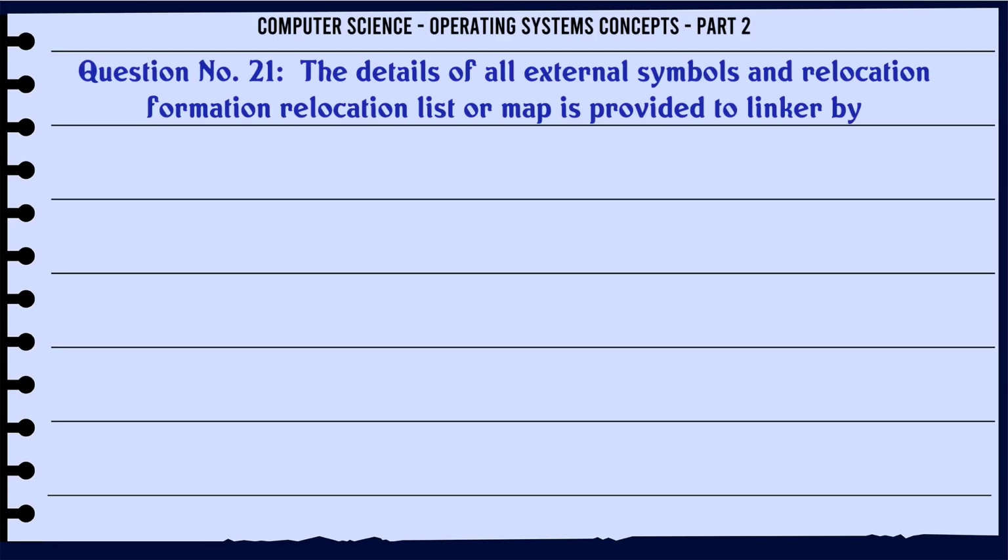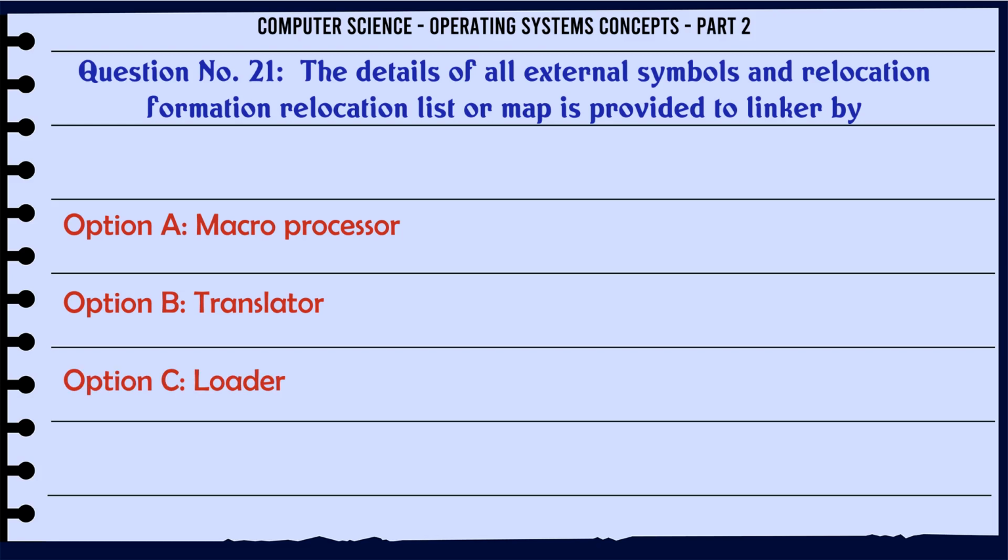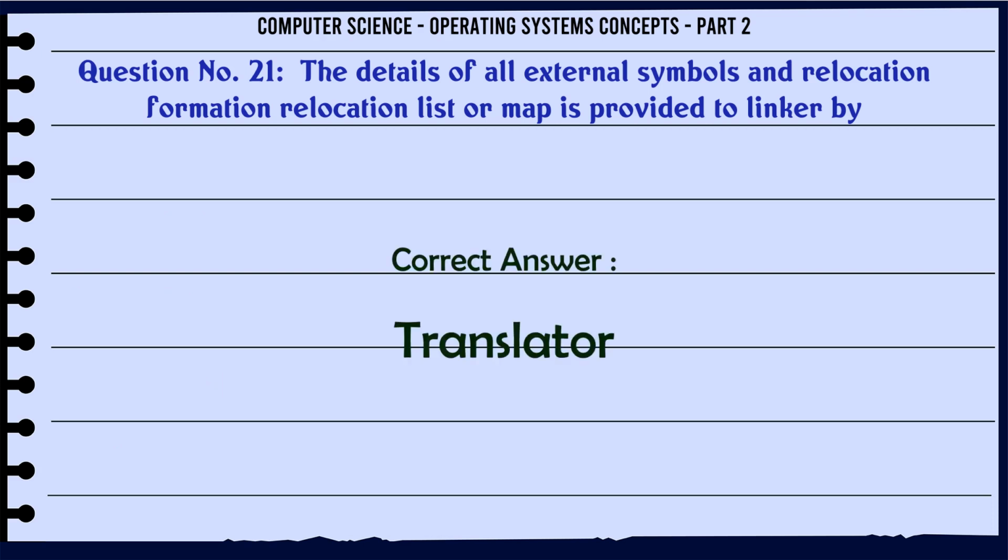The details of all external symbols and relocation list or map is provided to linker by A. macroprocessor. B. translator. C. loader. D. editor. The correct answer is translator.